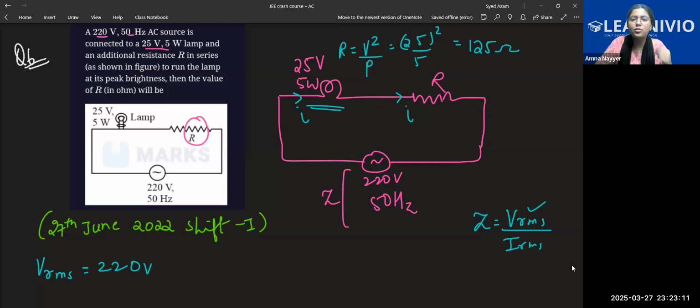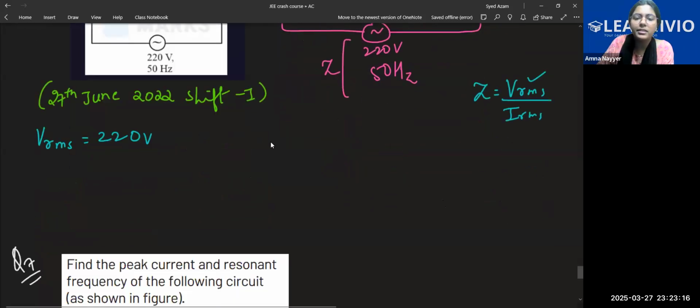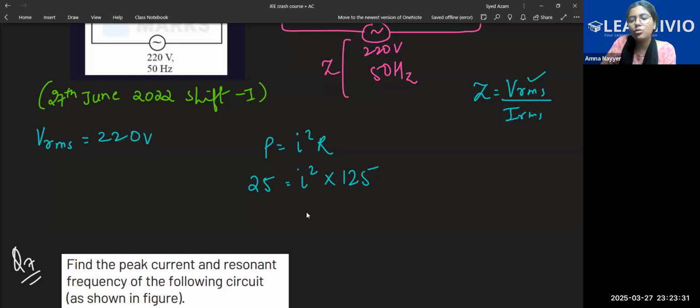So straight away, you have the voltage, you have the resistance, you have the power. Let's calculate the power. Power will be I square R simply. Power is given as 25, I square. Resistance we have calculated 125. So I will be 1 by 5 amperes, right? So what will be Z now? VRMS is 220 divided by 1 by 5. 5 will go up. Impedance will be 1100 ohm.